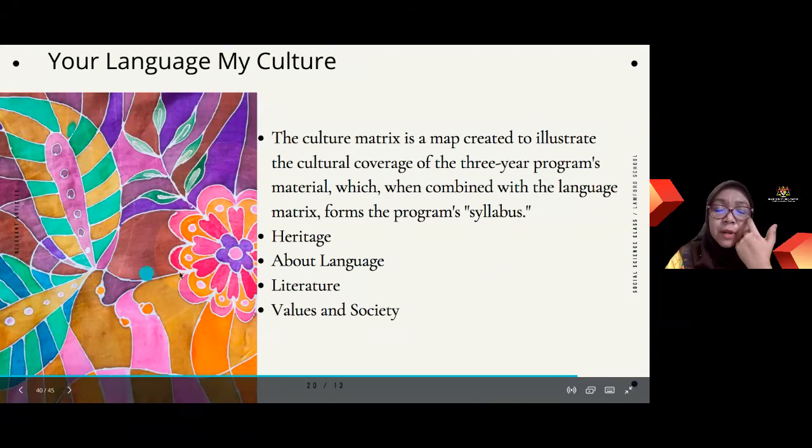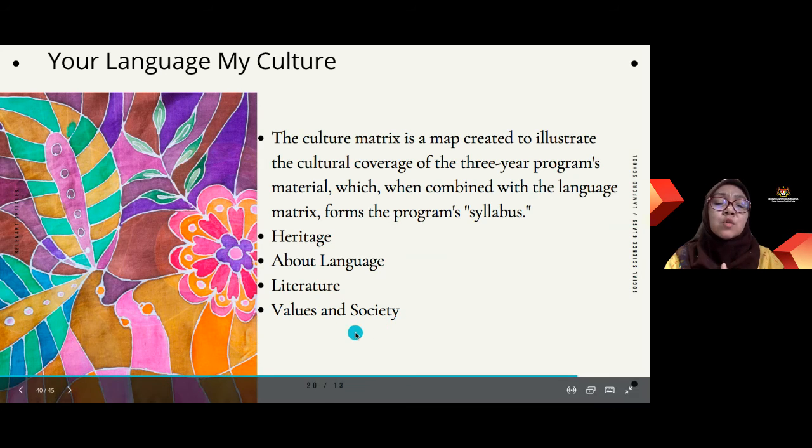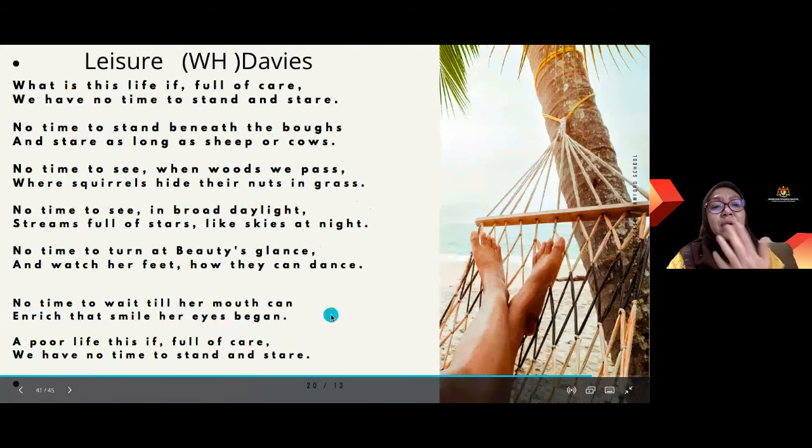So we have almost finished the program with them. This will be our sixth year doing it. We followed students through from form 1 to form 5. We looked at the whole syllabus from form 1 to form 5, and we developed a culture matrix. We developed it using these four aspects: heritage, language, literature, and value society. So literature is always a part of teaching proficiency. Okay, so for example, this.